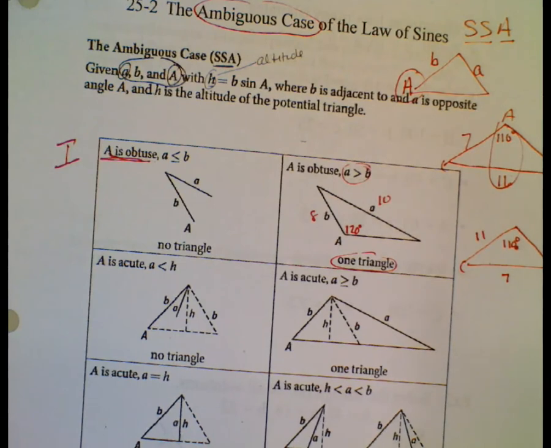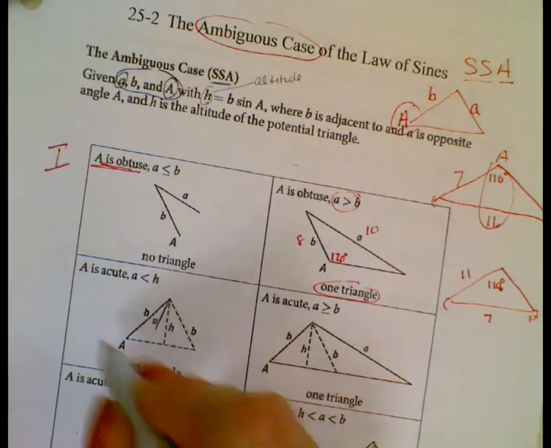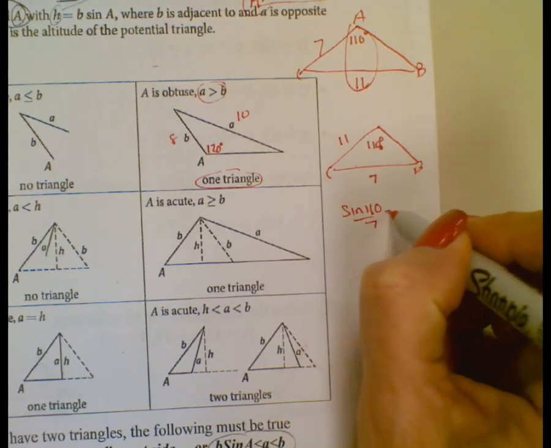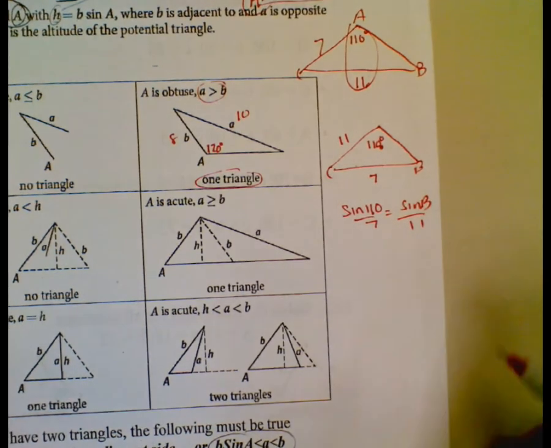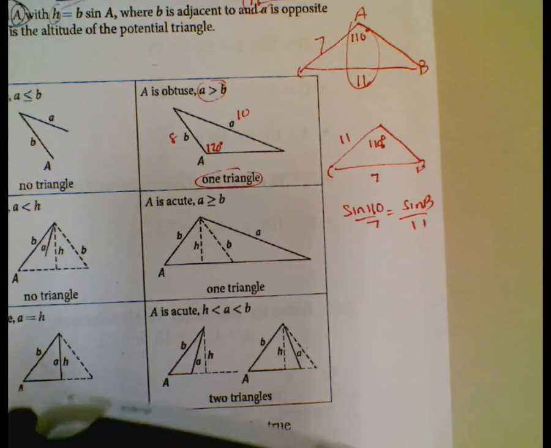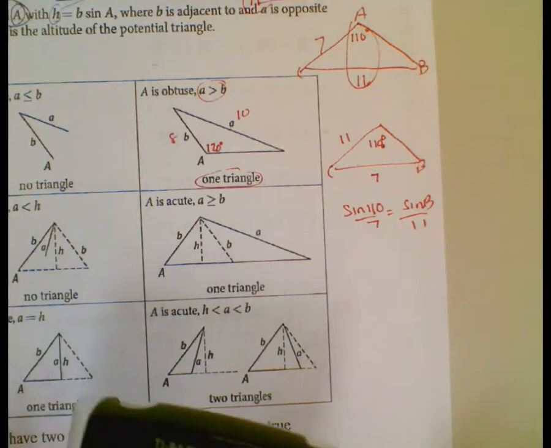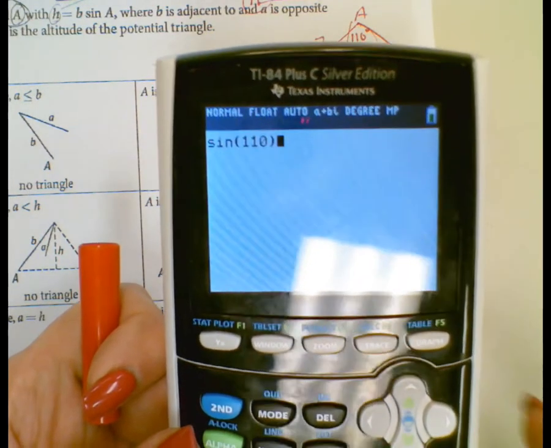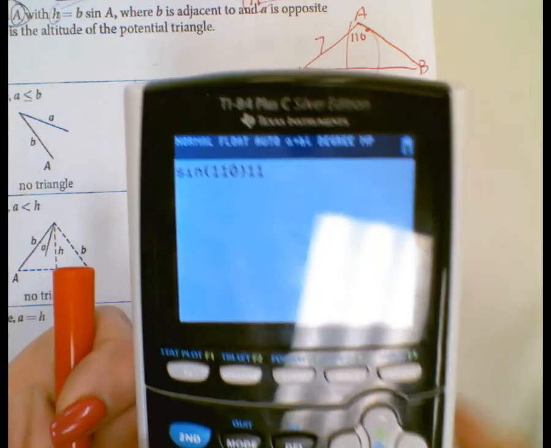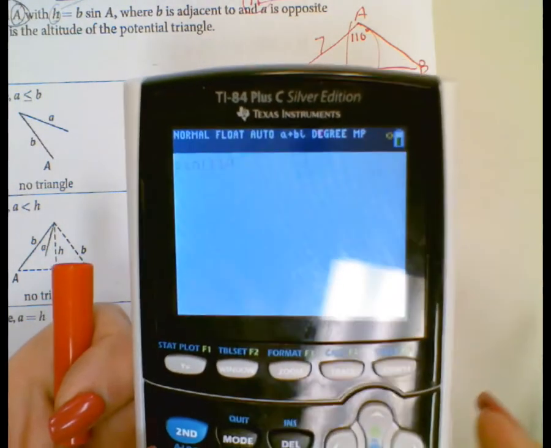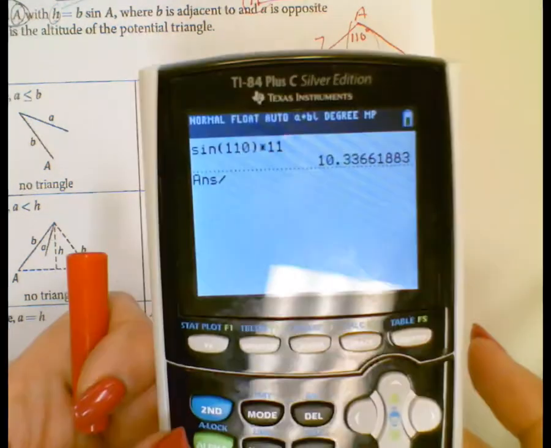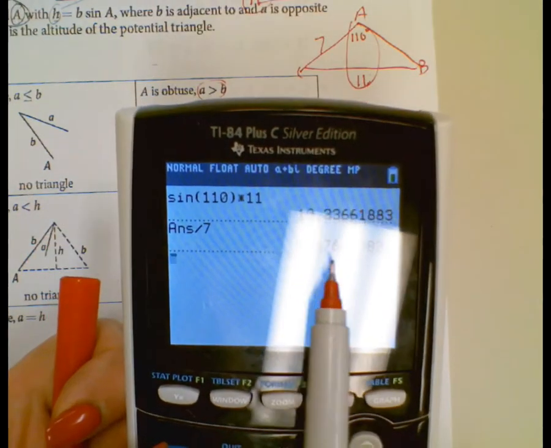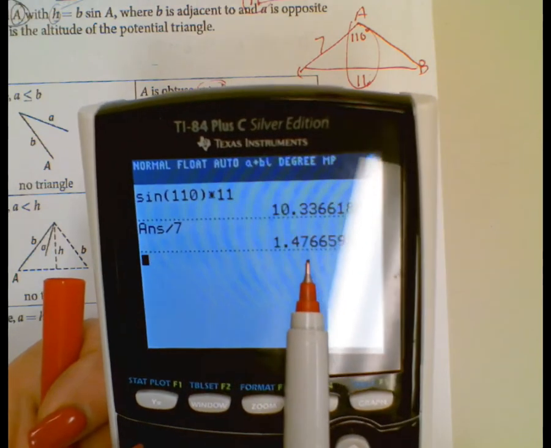So if you tried to do something like this, let's say you don't even understand these things at all over here, and you try to set up sine of 110 over 7 equals sine of B over 11, it's going to give you no answer on the calculator. I'm going to show you. So you have sine of 110 times 11. And then you divide by 7. And then you take arc sine, which, by the way, see how it's already over 1, 1.47? Sine can't be over 1, so I already know it's an error.